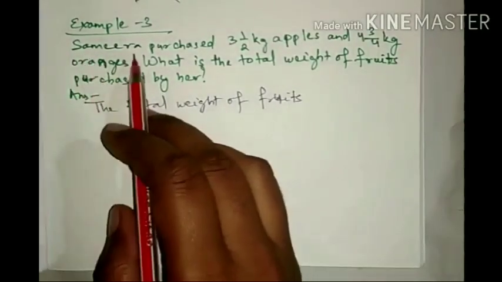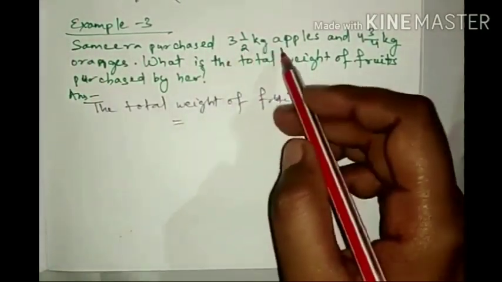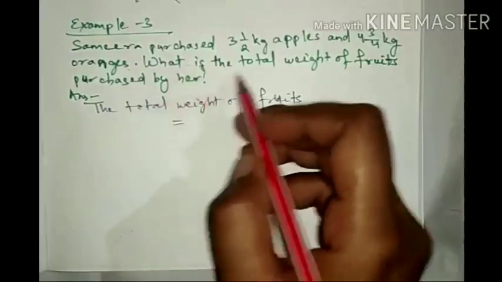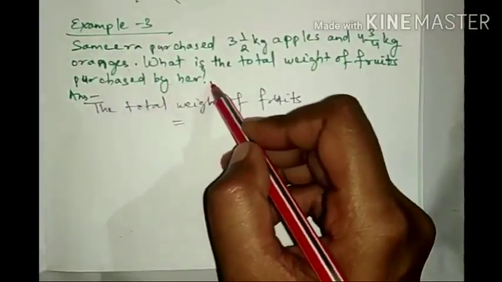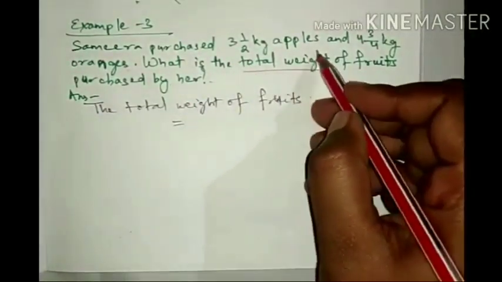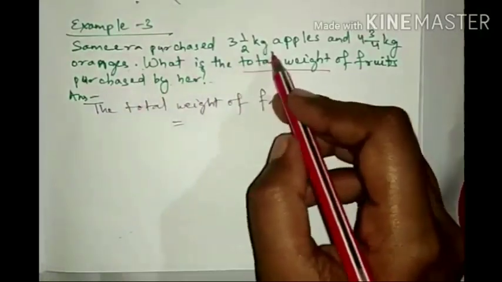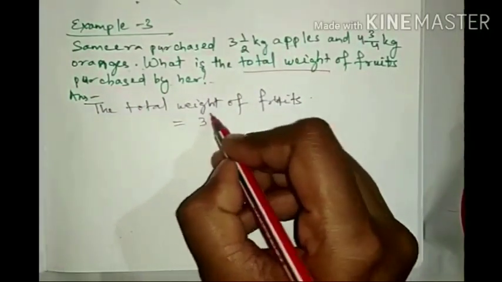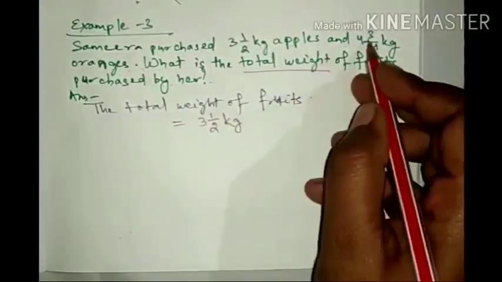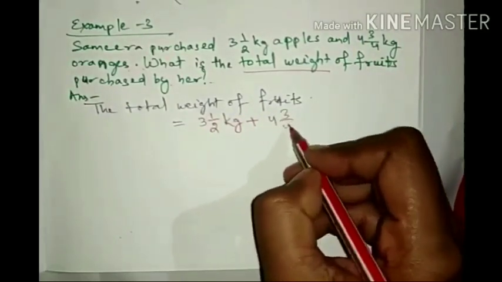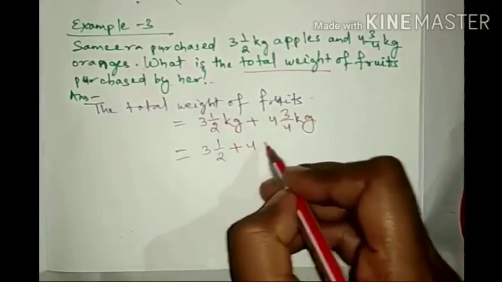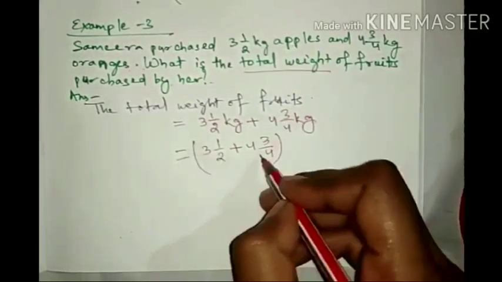Next, example 3. Samira purchased 3.5 kg apples and 4 3/4 kg oranges. What is the total weight of fruits purchased by her? Total weight means you have to add. So total weight of fruits equals weight of apples plus weight of oranges. Weight of apples is 3.5 kg. Weight of oranges is 4 3/4 kg. We can write it as 3.5 plus 4 3/4 kg.